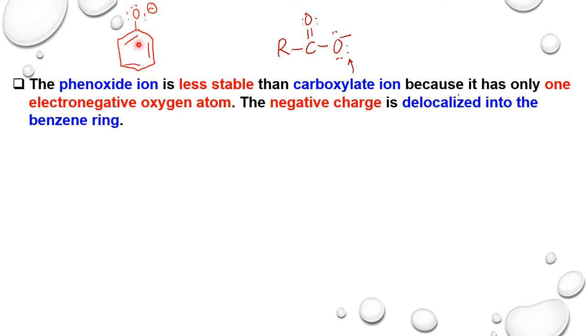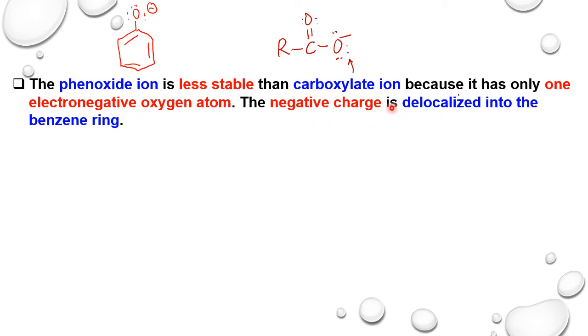Oksigen saja. Carbon ni dia just pass kan around saja. Okay, so that's why dekat sini, phenol oxide ion akan jadi less stable dari carboxylate ion lah. So kalau awak nak explain, explanation dia awak just tulis ini je. Phenol oxide ion is less stable than carboxylate ion because it has only one electronegative atom.